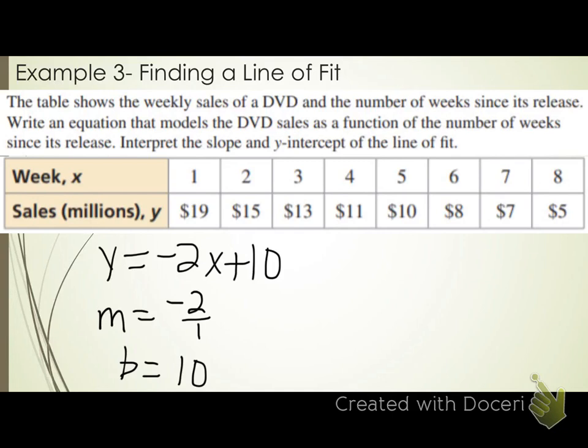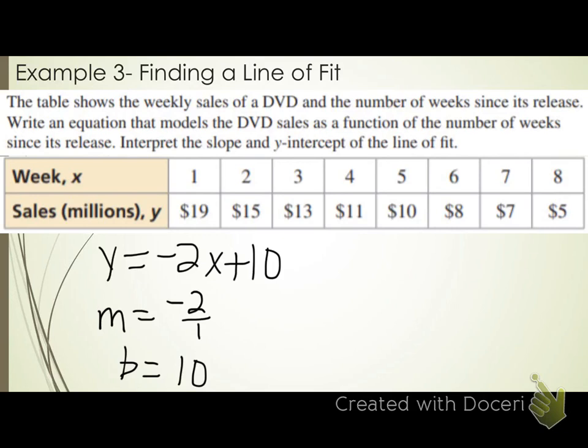So can someone raise your hand and explain to me what that would mean in this scenario? How would we interpret that? Wouldn't that be for every 2 weeks? Sorry. You're close. Remember, change in y, what did the y values represent? Sales of millions, right? So what do you think negative 2 means in that case?